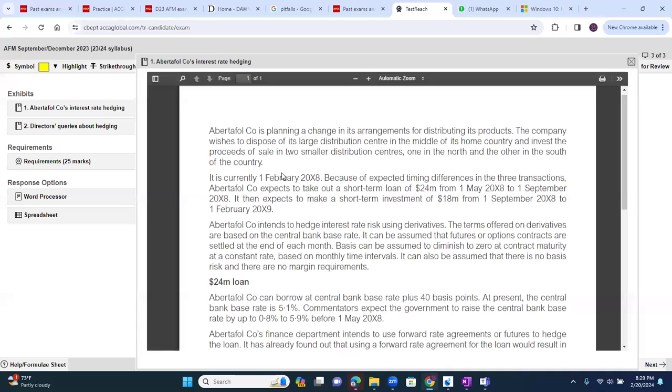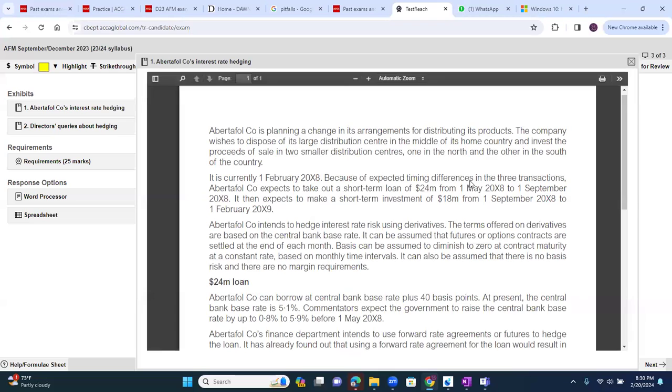Aber is planning a change in its arrangement for distributing its products. The company wishes to dispose of its large distribution center in the middle of its home country and invest the proceeds of sale in two smaller distribution centers, one in the north and the other in the south of the country, in 2 months' time. Nothing more is mentioned about the 2 months. It is currently 1st Feb.